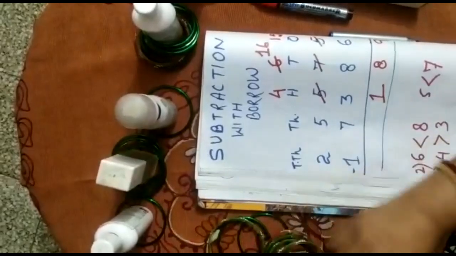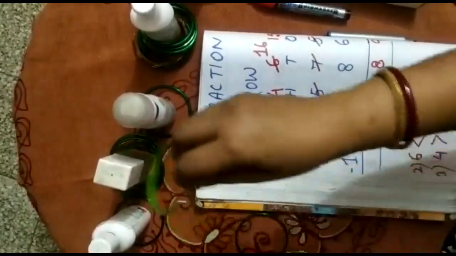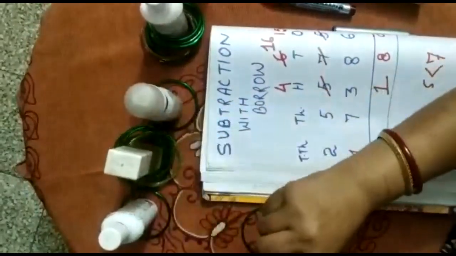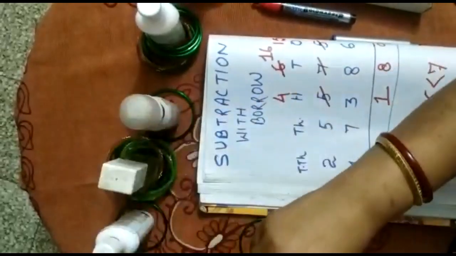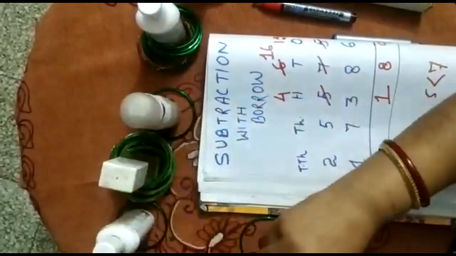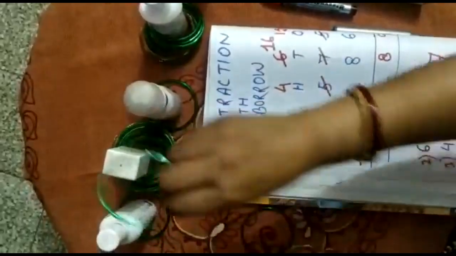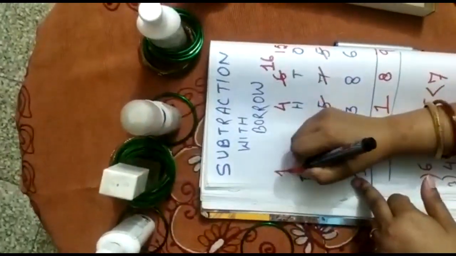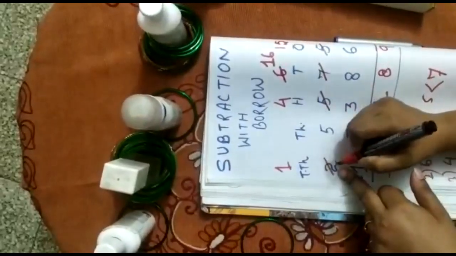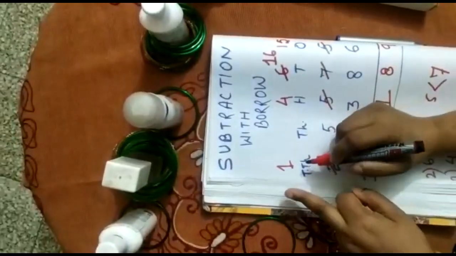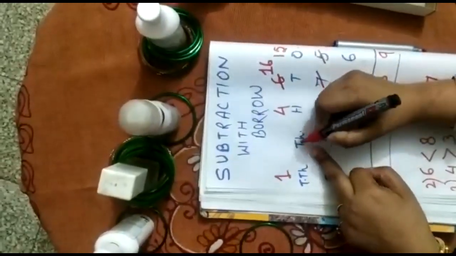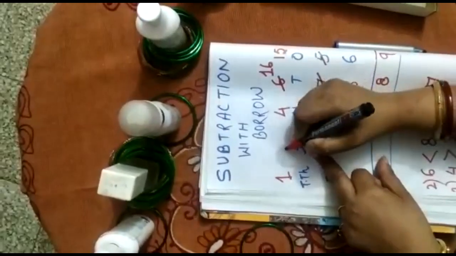So I will add 10 in the 1,000 column. 1, 2, 3, 4, 5, 6, 7, 8, 9, 10. Now after borrowing 1 ten-thousand, 2 minus 1, 1 will be left here. I am borrowing 1 ten-thousand from the 10,000 column, so it will become 10,000. So 10 plus 5 will become 15,000.